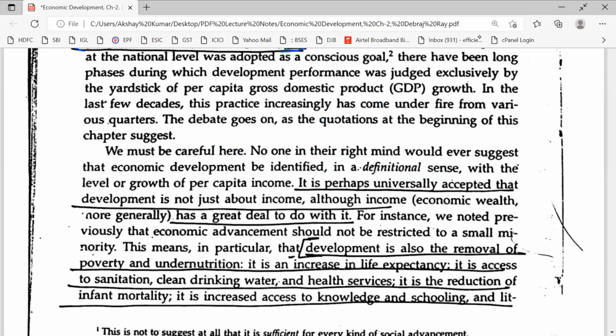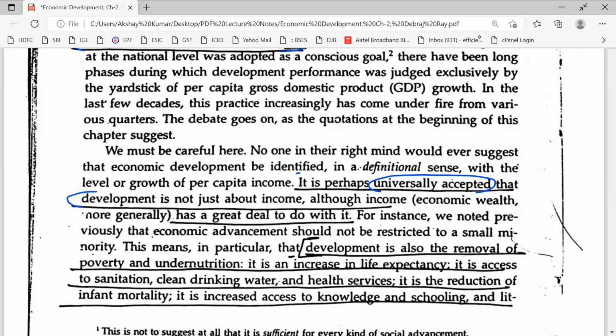Then you can scroll downwards. Within point 1, we continue. It is perhaps universally accepted that development is not just about income, although income has a great deal to do with it. Now, as students of development economics, we need to understand that income is a monetary measure. And although income plays a crucial role in understanding whether the economy is developed or not, it is, however, not the only measure to track development.